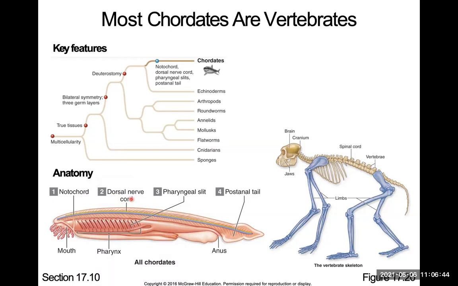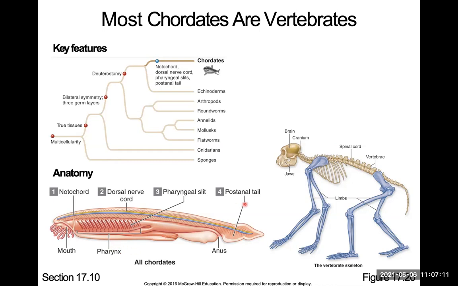Dorsal nerve cord, where dorsal means back, and this nerve cord is hollow. Pharyngeal slits. So this is the space back of the nose and mouth. If you study anatomy, you will notice that the back of the mouth is called the oropharynx, and the back of the nose, the nasopharynx. So there are some pharyngeal slits known as the pharynx.